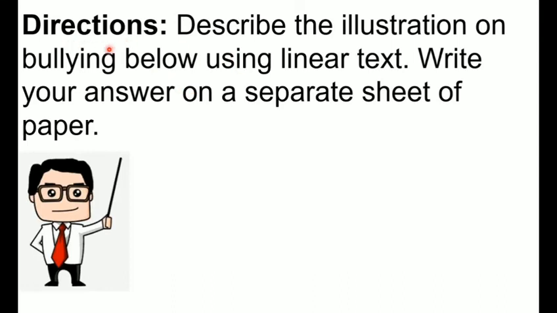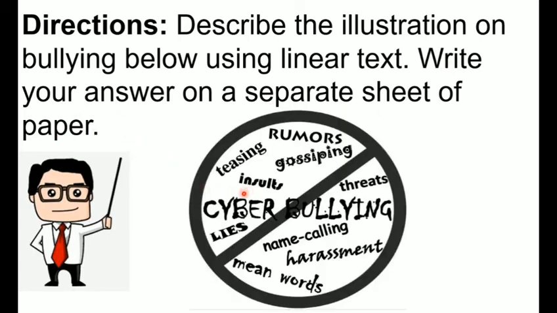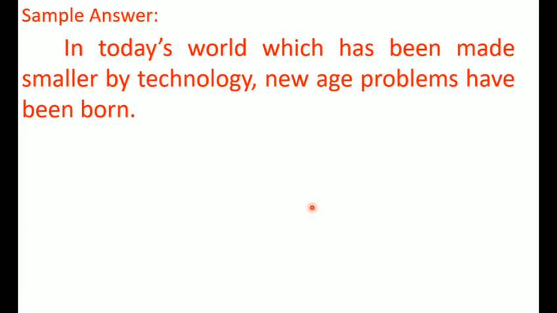Now, we have another activity here and we have a direction here. Describe the illustration on bullying below using linear text. Write your answer on a separate sheet of paper. Alright, here is the sample in your module. This is where we are going to get the idea in making a paragraph describing this bullying. Okay, here's the sample answer. By the way, this is not found in your module. Wala ito sa inyong module. So, you need to copy this down. I will pause the video for a while and then proceed on copying.